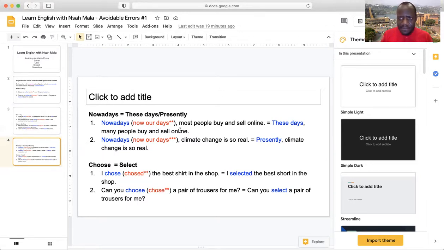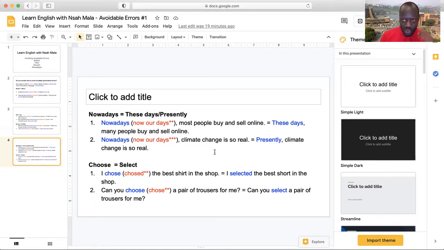Okay. So in example number 2, nowadays, which is correct, in blue, climate change is so real. But if you start doubting this spelling and you start confusing it with this very wrong one here, please just say, presently, climate change is so real. And that's all. Here you've communicated.